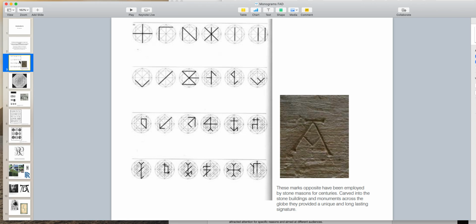Here are some early forms of letter forms or monograms. They are, well, a few hundred years old to say the least. These are carvings by stonemasons. Stonemasons used to work on buildings back in the day, and every time they chipped or carved a stone, even a brick, large lumps of granite or sandstone, they would be paid for it. So they would put their mark, and these are some of the marks that they used to use.